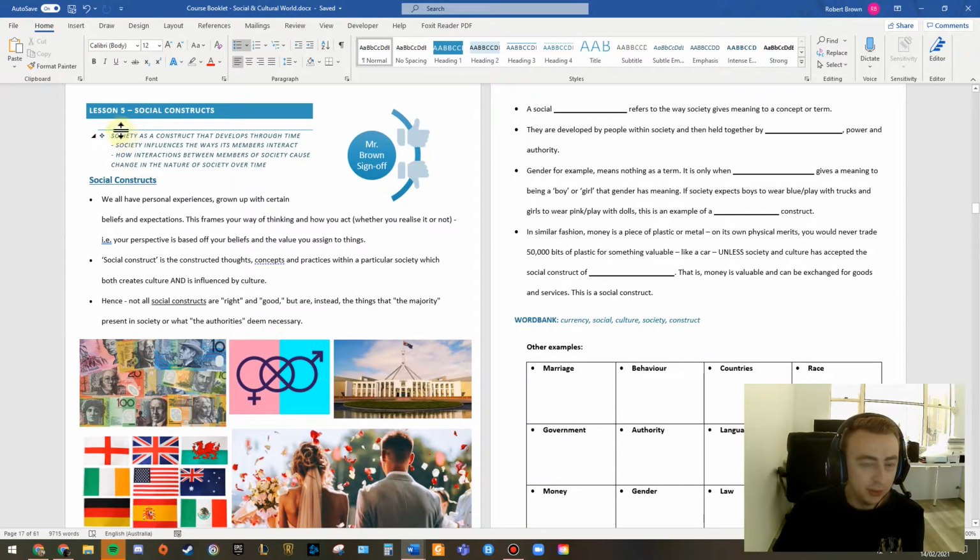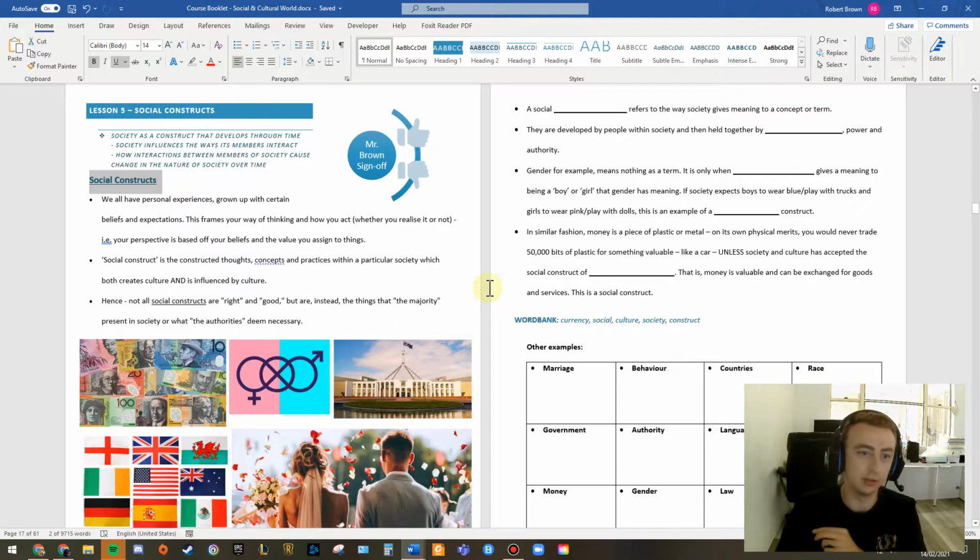Alrighty. So our dot point today is society is a construct that develops through time, and that society influences the way its members interact, and how these interactions between members of society cause change in the nature of society over time. Now, essentially what a social construct is, and I don't know if you want to draw a little arrow here, it's something that humans have made up.